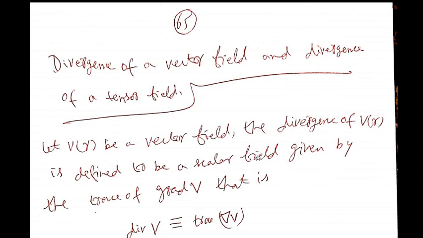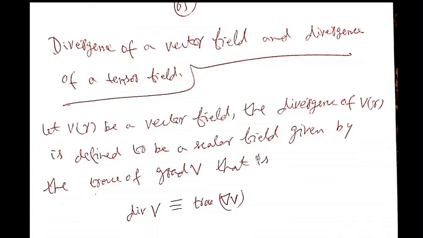Now we will define the divergence of a vector field and the divergence of a tensor field. We have already defined the divergence of a vector field, but we did not define the divergence of a tensor field. What does this divergence do? When you take the divergence of a vector, you will have a scalar. Here we are defining, if V is a vector field, then the divergence of V is defined to be the scalar field given by the trace of the gradient of V.